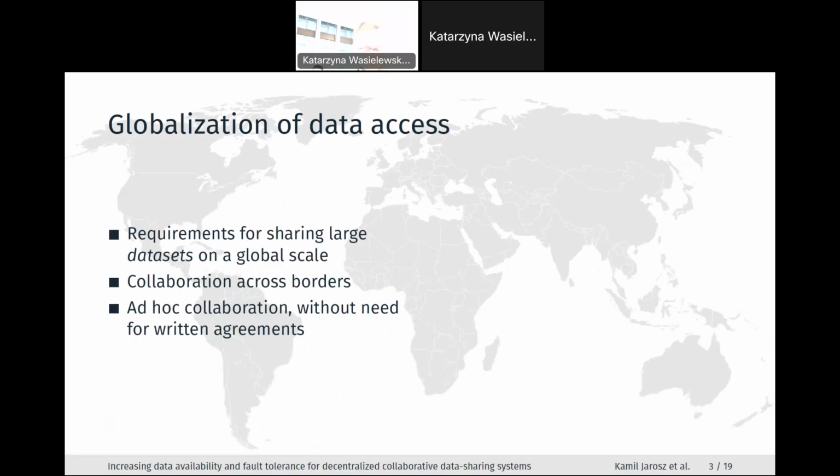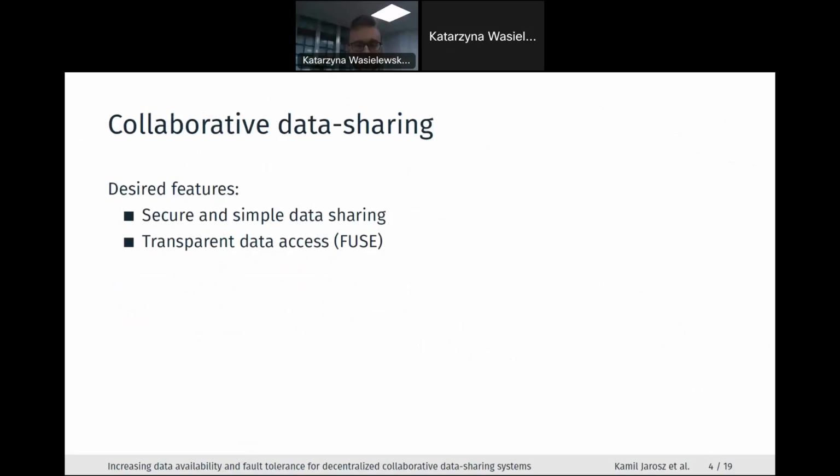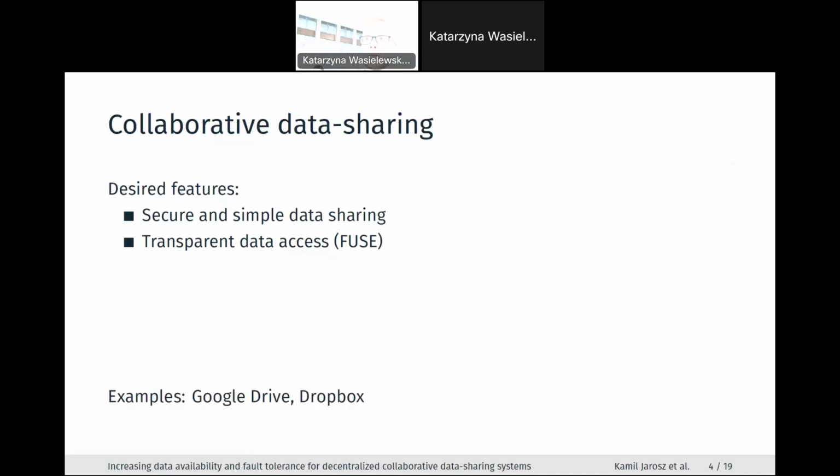So first of all, nowadays there are more and more requirements for sharing large data sets on a global scale. This is especially evident in research, when researchers want to collaborate and they need to exchange information between each other. And they use various tools for that. So let's talk about some desired features of these tools. Obviously, the tool has to implement secure and simple data sharing, and some form of transparent data access, like I could mount a virtual file system and use it as regular files. Examples of these systems include Google Drive or Dropbox. Those are very basic systems with basic features.